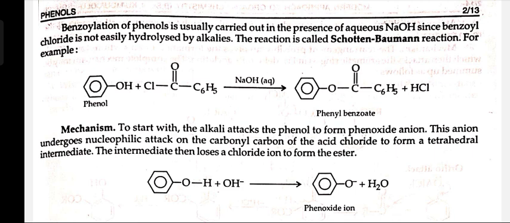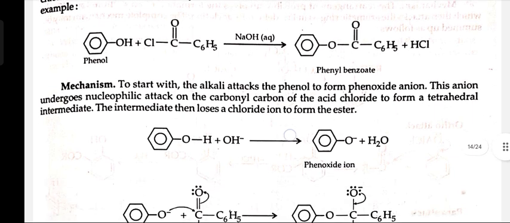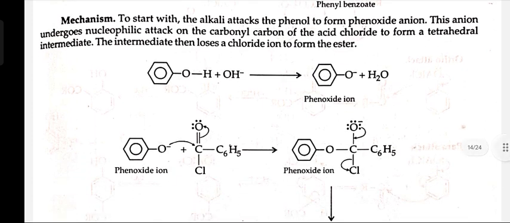Mechanism: to start with, the alkali attacks the phenol to form the phenoxide ion. This anion undergoes nucleophilic attack on the carbonyl carbon of the acid to form a tetrahedral intermediate. This intermediate then loses a chloride ion to form the ester.